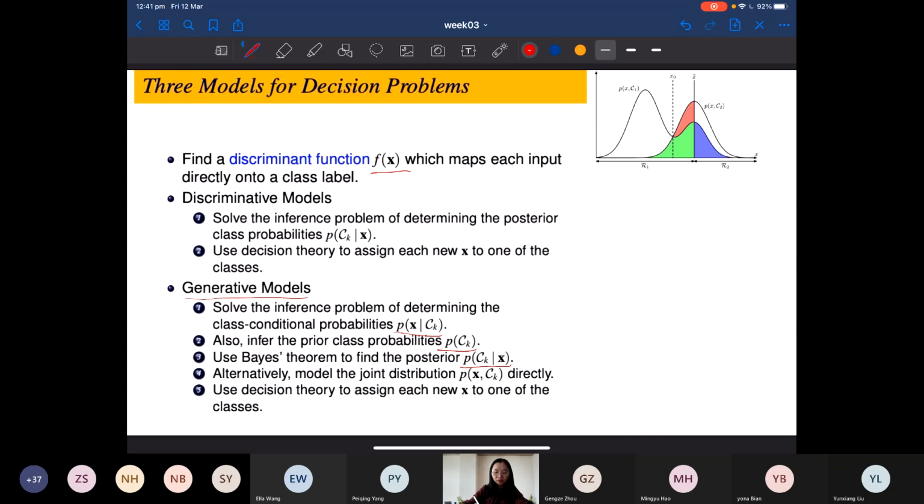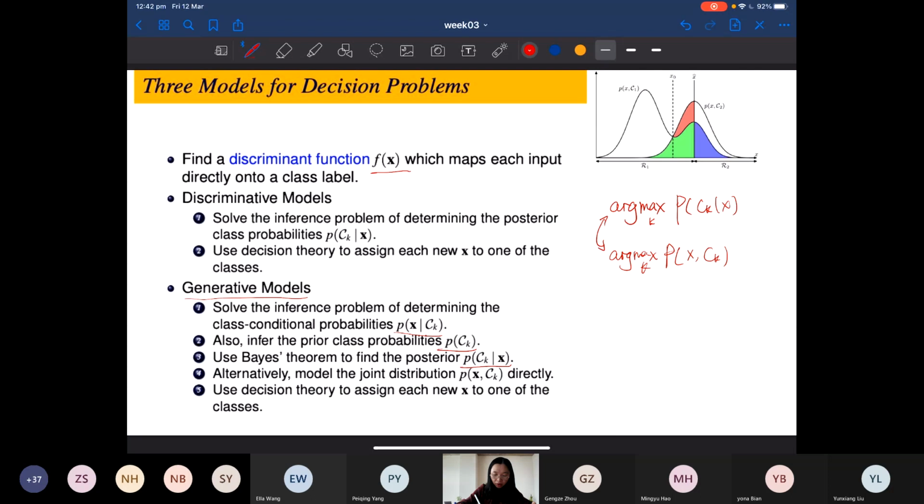You might notice there are several different notations being used almost interchangeably here. In deciding which class it is, we wanted to find the class that has the maximum posterior probability, argmax over k of the probability of class k given x. But in this picture and many other places, we find ourselves doing argmax over k of the joint probability between feature and class label.